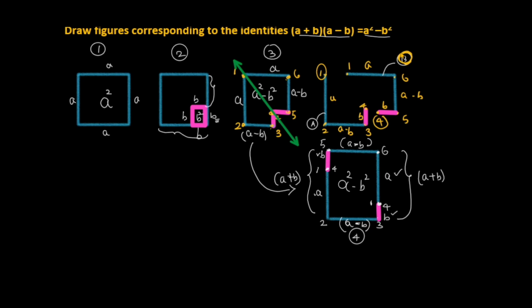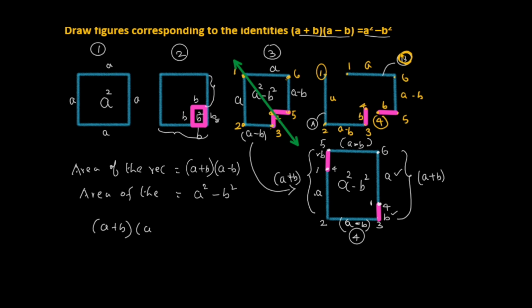Now the area of the rectangle in figure 4 is length A plus B into breadth A minus B. Occupied area in figure 4 is nothing but A squared minus B squared. So A plus B into A minus B is equal to A squared minus B squared. In this way we can get the identity A plus B into A minus B as A squared minus B squared.